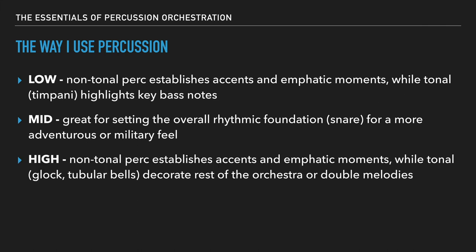Then for the highs, we have the non-tonal and tonal as well. For the non-tonal, I like to establish accents, emphatic moments, similar to the low percussion. And with the tonal ones, like glock and tubular bells, I like to use them to decorate the rest of the orchestra or double melodies. Because they have a sound that attacks but then tails off gradually, they can really serve to emphasize certain key notes in melodies, or even counter melodies, playing within certain lines in a very beautiful way. And that adds a sense of texture that you don't get from the other orchestral sections. So you can really take advantage of those properties.